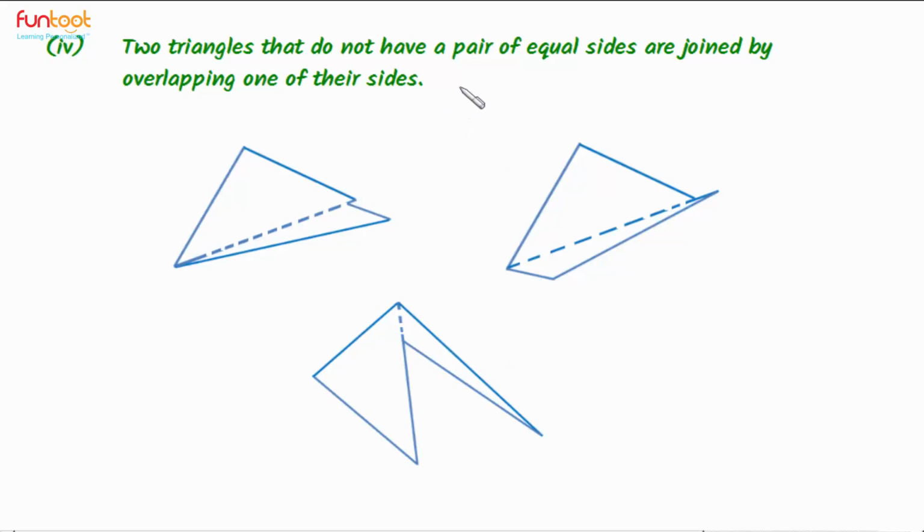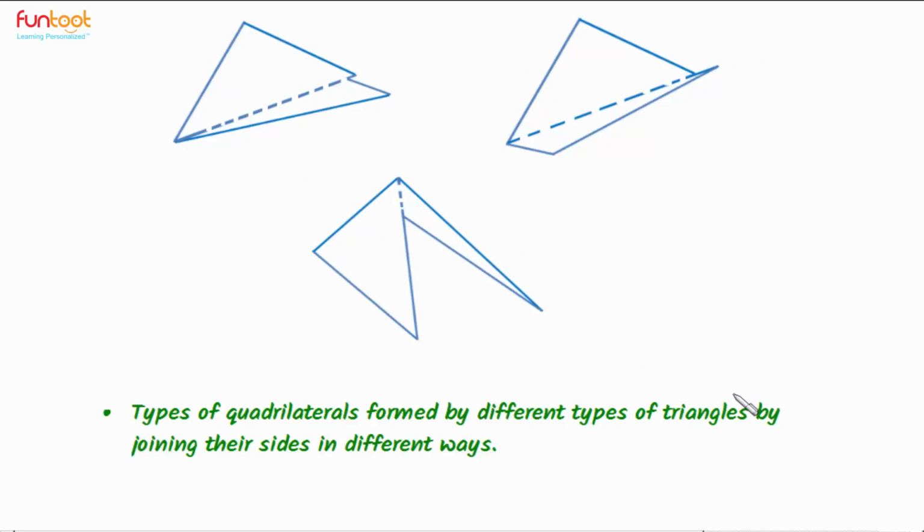The fourth case is, two triangles that do not have a pair of equal sides are joined by overlapping one of their sides. So here we can see that the two triangles which do not have any pair of sides equal are joined along their sides. This is joined along the first side, this is joined along the second side, and this is joined along the third side. And in all the three cases, we do not get any quadrilateral. So the figures obtained here are not quadrilaterals. So no quadrilateral is obtained here.